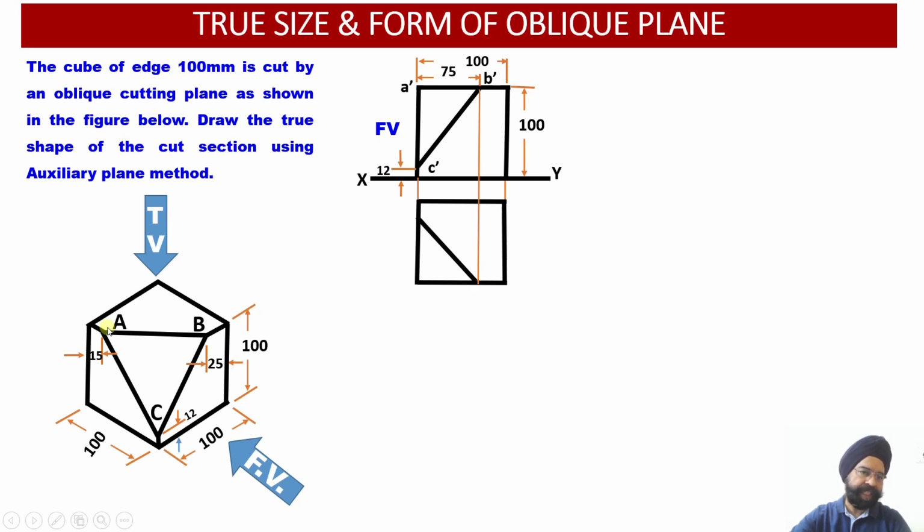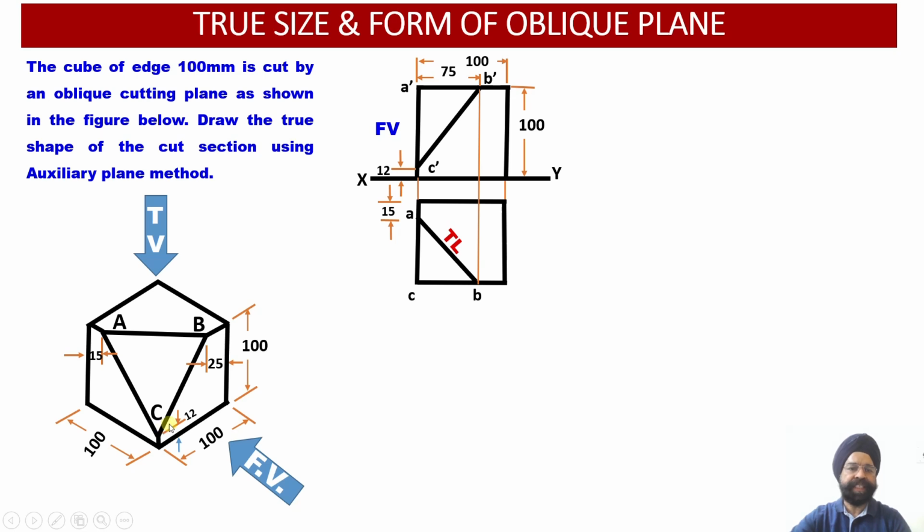Similarly, from this end, the cutting plane is cutting this cube or the solid 15 millimeter from this end. So just see, this distance happens to be 15 millimeter where point A will be located in the top view. So just see, we have marked point A 15 millimeter from this corner, where the top view of the point A will be located.